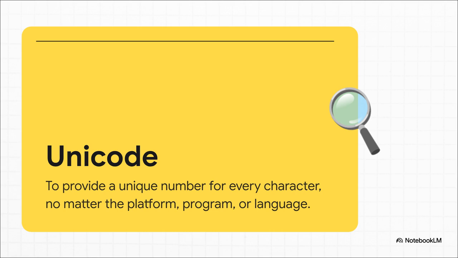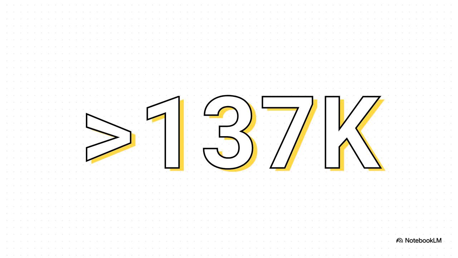Assign one unique number, they call it a code point, to every single character used by humans. Didn't matter what language, what program, what computer, one character, one number. Forever. And when I say every character, I mean it. Today, the Unicode standard has over 137,000 characters. It covers all modern languages, ancient scripts like Egyptian hieroglyphs, all the math symbols you can imagine, and yep, every single emoji you've ever sent.